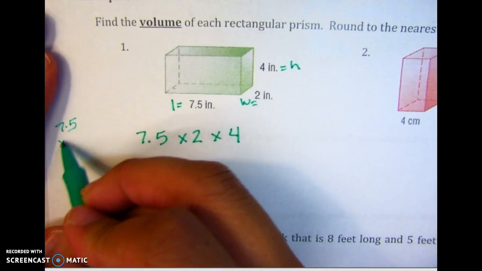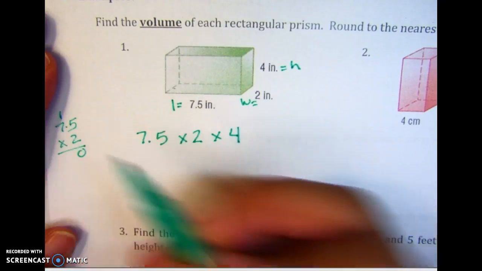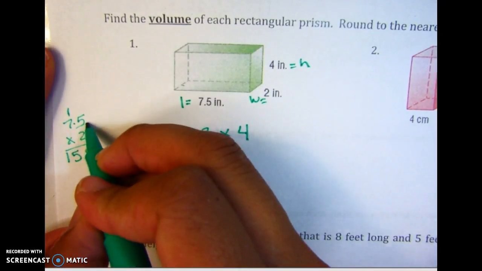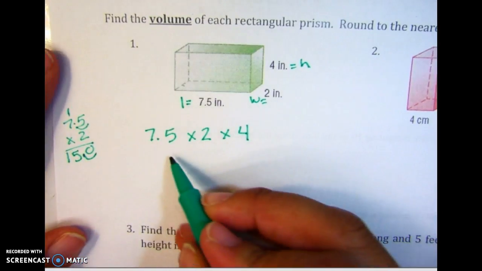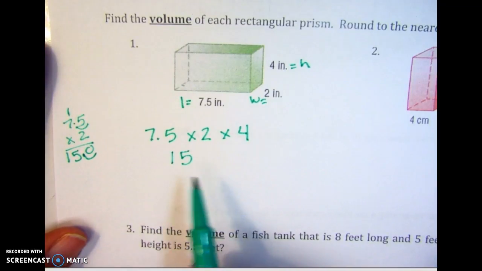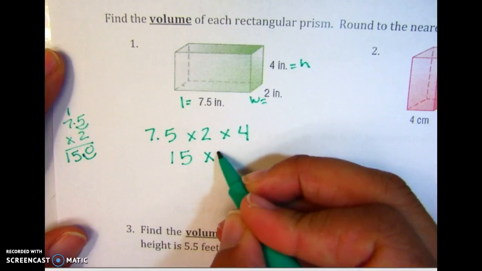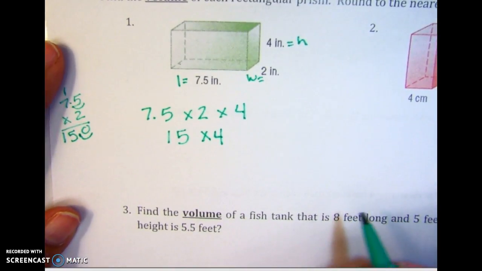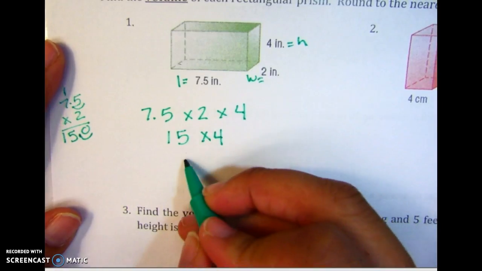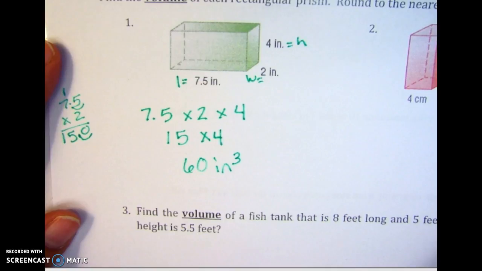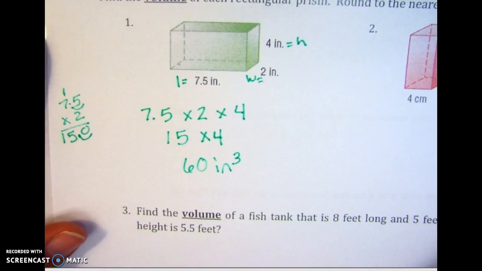To verify that, I can do a little math over here, carry the 1. 2 times 7 is 14, plus 1 is 15. I have 1 decimal place, so 1 decimal place. I can put 15.0 or just 15, because it's the same thing. And then 15 times 4. 15 times 2 is 30, so 15 times 4 is 60. 60 inches cubed. And that's my final answer.